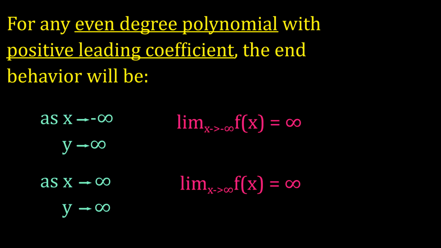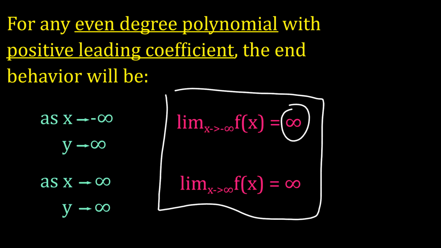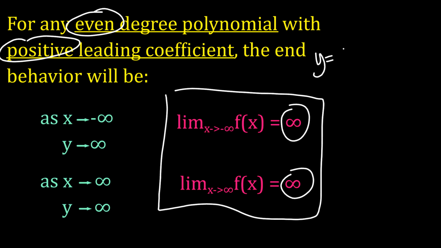So to summarize this, for any even degree polynomial with a positive leading coefficient, both the y values are going to go to infinity. Same thing with the limit notation. They're going to be heading to infinity for both of those. So this is with an even degree and a positive leading coefficient. So that was like y equals 2x squared plus x plus 7 or something like that. This has an even degree, that 2, and the leading coefficient is a positive number.